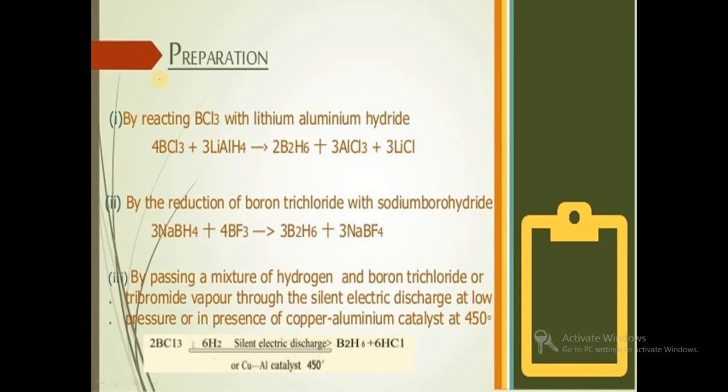And how will we prepare diboron? By reacting BCl3 with lithium aluminum hydride, which is a reducing agent and carries out reduction of BCl3. We get B2H6 with the side products AlCl3 and lithium chloride.